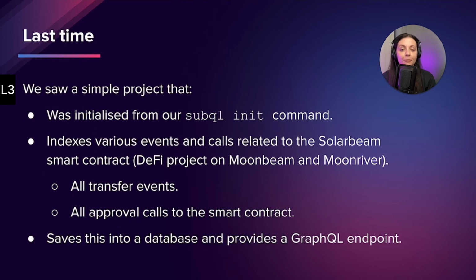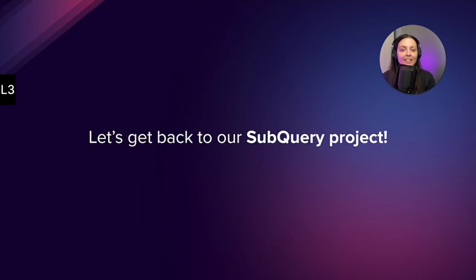And just a quick recap of what we have done so far. In the last lesson, we initialized a SubQuery project with the SubQuery CLI. We went through the whole repo, learned about the different files, and explored all of that. We managed to index some data: all transfer events and approval calls for SolarBeam. At the end, we saved it all in the database, and we also played a little with the GraphQL Playground after we deployed it locally with Docker. So let's get back to our project and index some Substrate data.